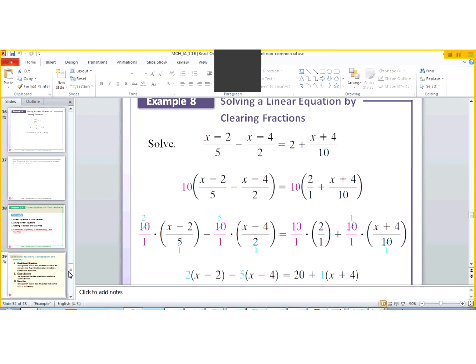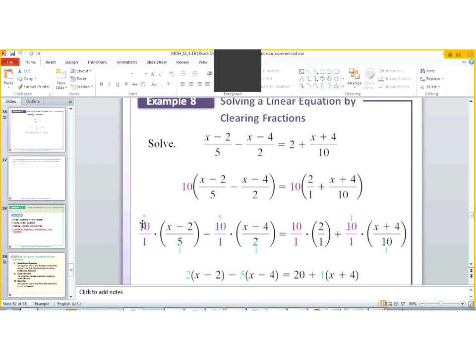Okay, Jared, do you have a question? I'm trying to look at example number 8, and I get the first part where you take the lowest common denominator, the 10. What do you do with the 10? Do you divide them or what? Okay, you see where this 10 is right there? When you multiply the 10 by x minus 2 over 5, do you see that 10 and 5 reduce to 2?